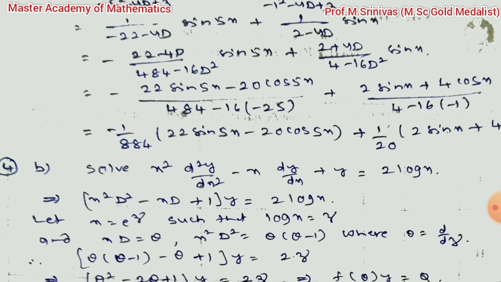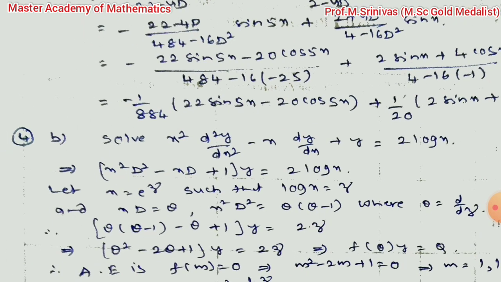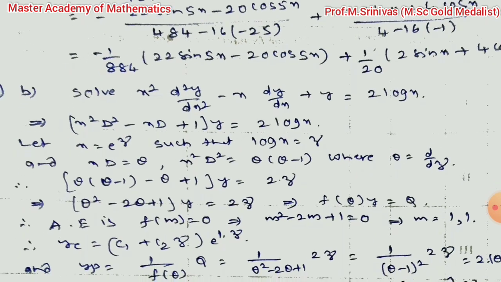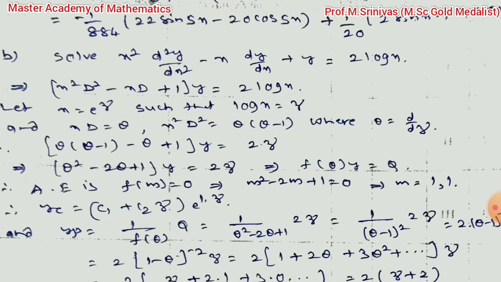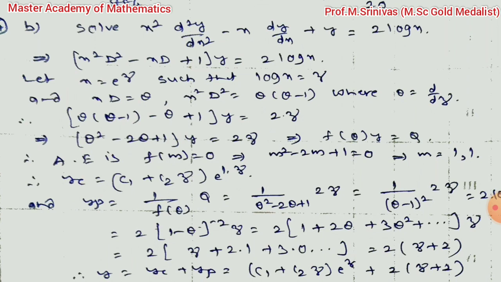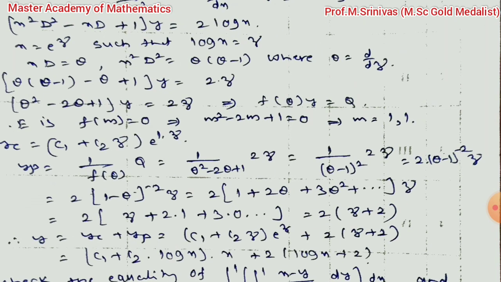Coming to fourth b bit, solve x square d square y by dx square minus x dy by dx plus y equal to 2 log x. Naturally this is nothing but a Cauchy-Euler equation. So you are substituting x equal to e power z, so that xD equal to theta and x square D square equal to theta (theta minus 1). Getting the auxiliary equation, the roots are 1 and 1, real and repeated. Yc is (C1 plus C2 z) e power z, and yp is 1 divided by f of theta of Q, so f of theta is substituted here. Q is nothing but the right side, 2z.